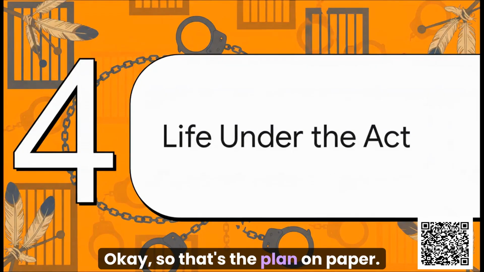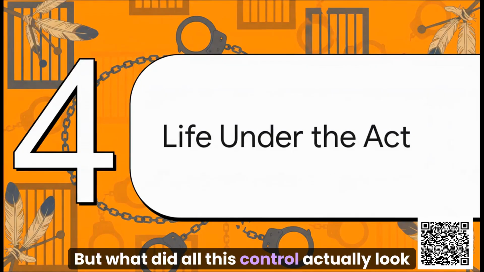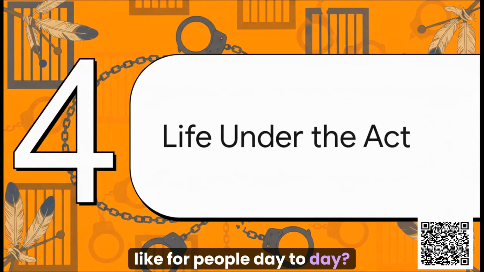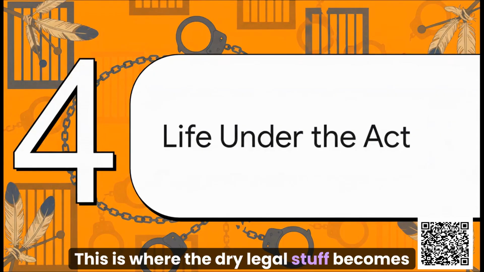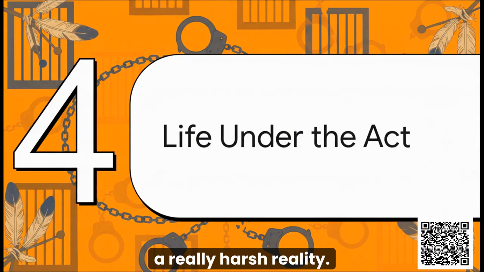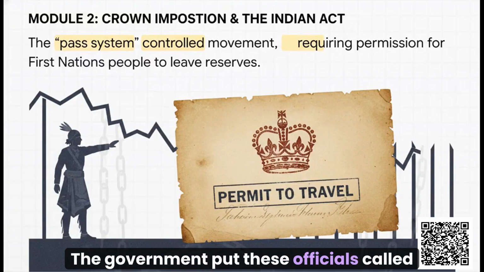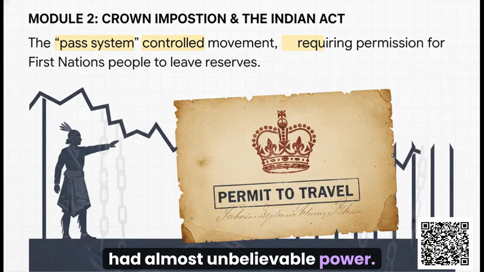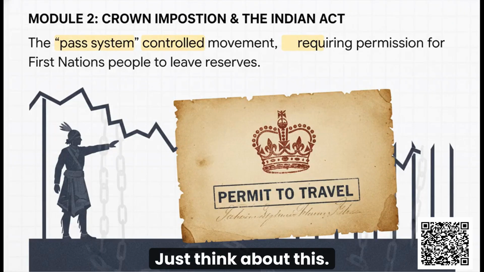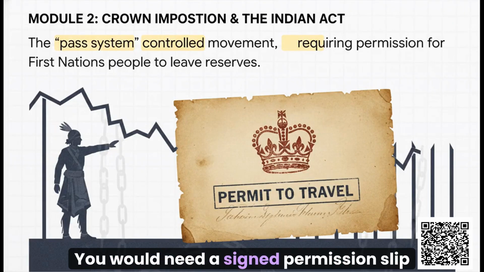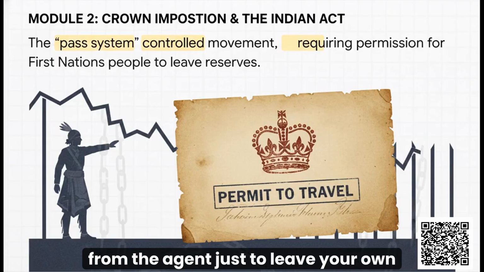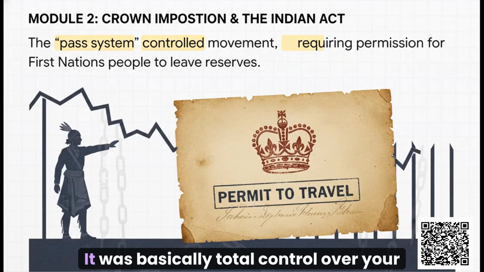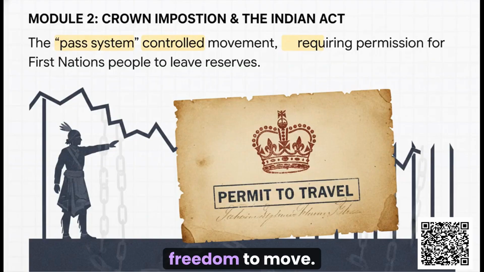Okay, so that's the plan on paper. But what did all this control actually look like for people, day to day? This is where the dry legal stuff becomes a really harsh reality. The government put these officials called Indian agents on reserves, and these guys had almost unbelievable power. For instance, they could enforce something called the pass system. Just think about this. You would need a signed permission slip from the agent just to leave your own community. It was basically total control over your freedom to move.